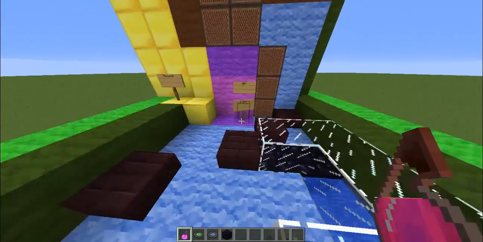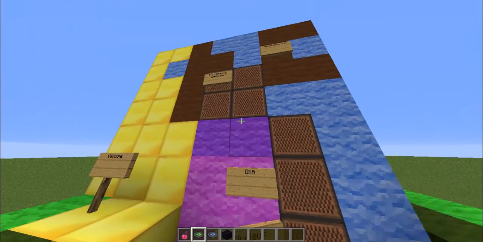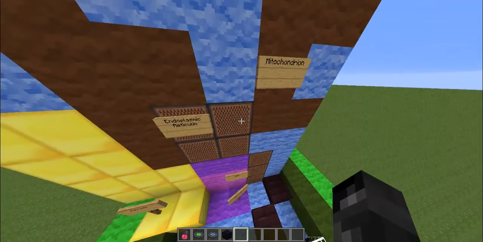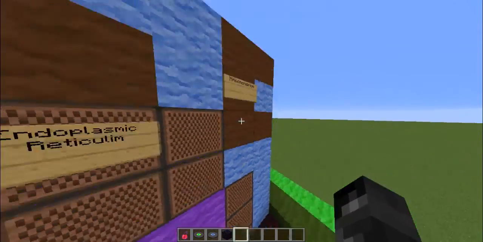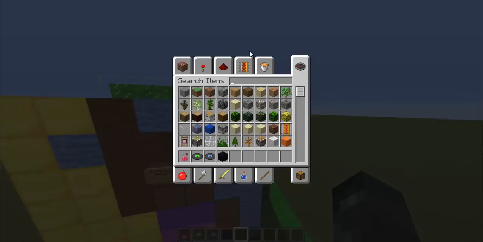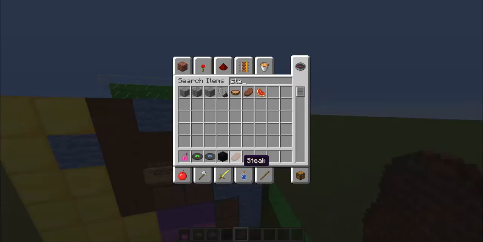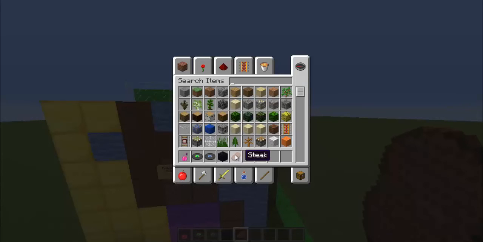So that's what that does. And the endoplasmic reticulum. Now I know it looks really strange. It's jukeboxes. And by the way, the mitochondria looks more like a piece of steak in Minecraft. It's supposed to look more like, I think they say a bean-shaped structure, but if you look at the steak, that's what it's supposed to look like.